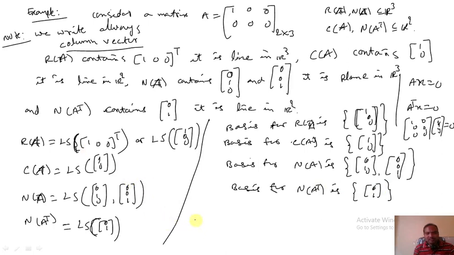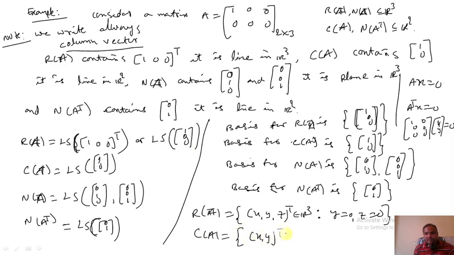Or you can write it in set notation. R of A equals the set of (x, y, z) transpose belonging to R3 such that y is equal to 0 and z equal to 0. Using this you can find the basis for the row space: substituting y equal to 0, z equal to 0, we get (1, 0, 0). Similarly, the column space of A: (x, y) transpose belongs to R2 such that y is equal to 0. We get (1, 0).